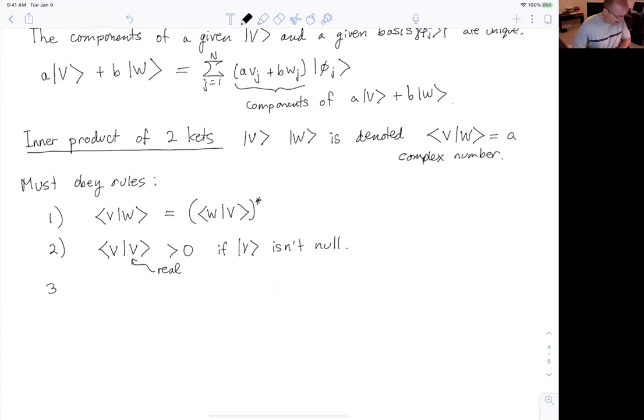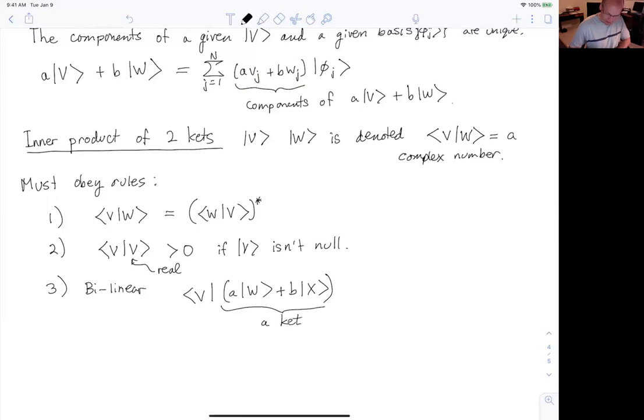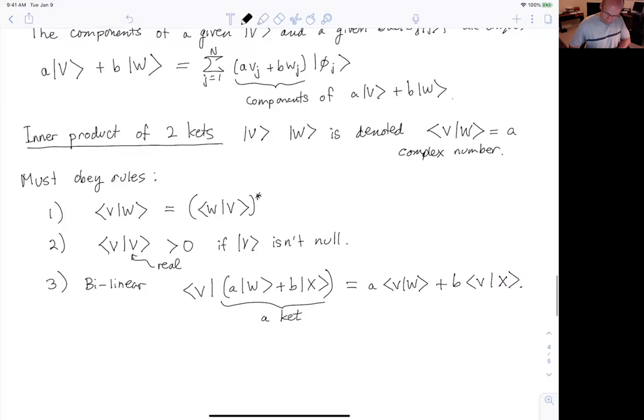And the third rule that it has to obey is it has to be bilinear, which means if I take the inner product of V with, let's say, A W plus B X, so I'm taking the linear combination of two kets, I'm inner producting them with V, this is just a ket, that's equal to A times inner product of V with W plus B times inner product of V with X. Okay, so we've now defined inner product.